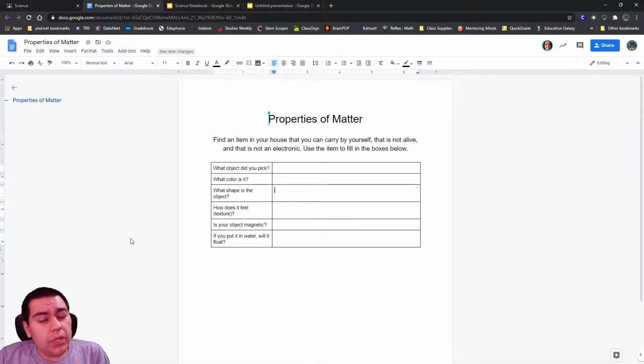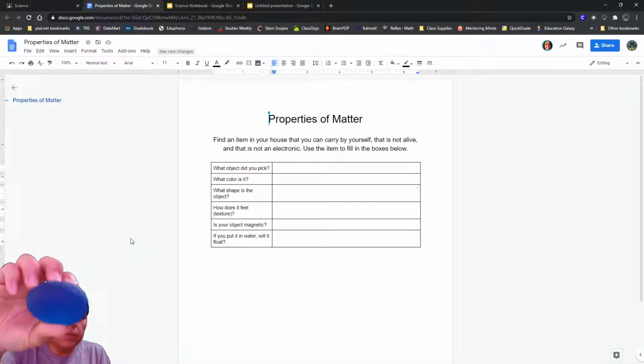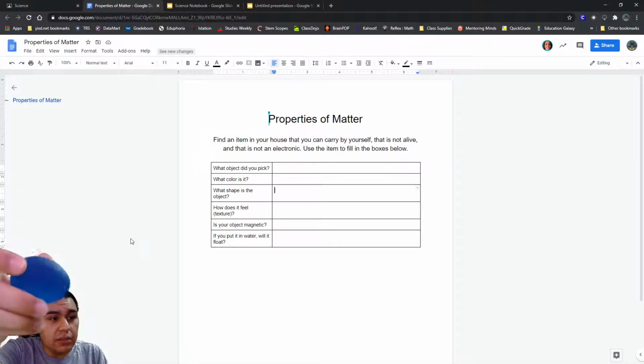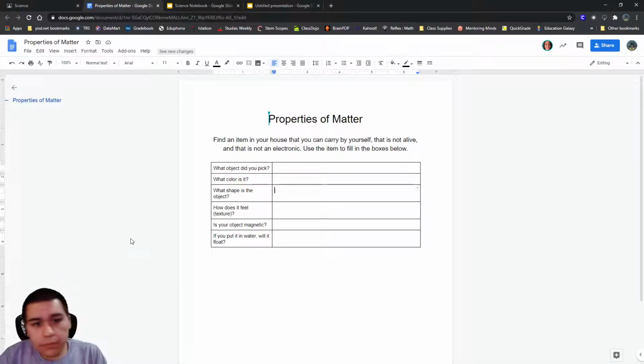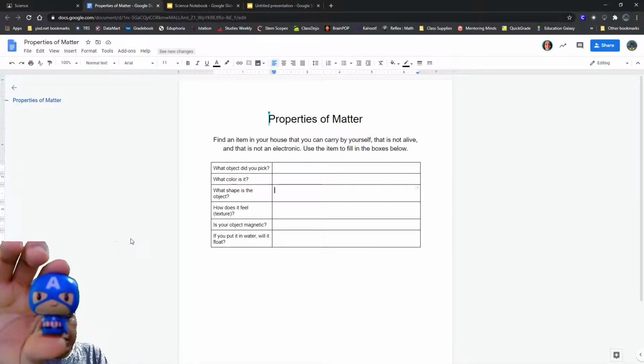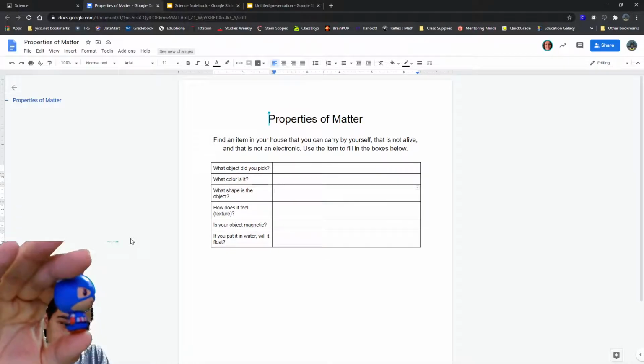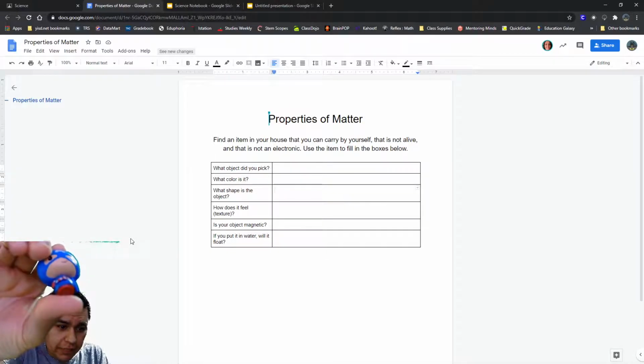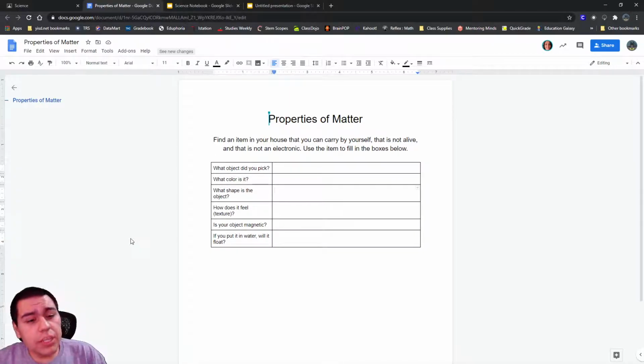This one might be kind of tough for some of you. What shape is the object? So you're just going to have to tell me as best you can what shape it is. With my object, I'd say probably, I'd put that as shaped like an egg. That's what it looks like. It looks like an egg. If I had something like this, I would say it's shaped like a person, because it kind of is. It's got a head, little arms, little tiny feet. So it's shaped like a person.